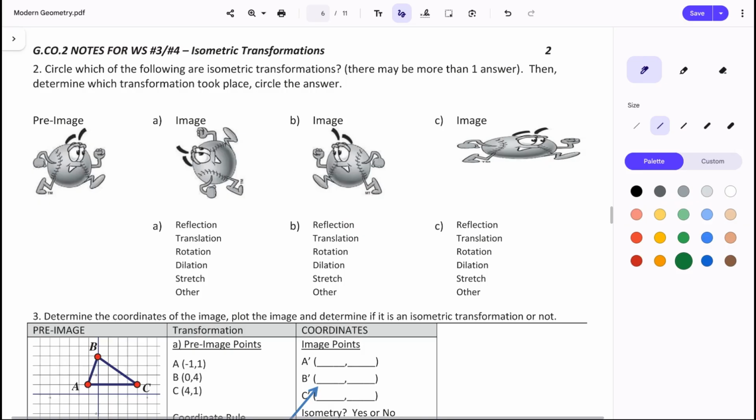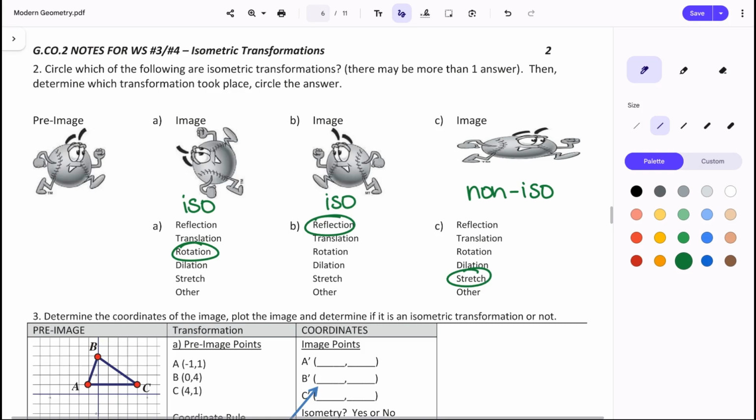Okay, for letter A, did you say isometric or non-isometric? And what did they do? Rotate. Good, I agree. B? ISO. ISO and reflection. Good. Okay, again, look at how that one's backwards now. He's facing the complete opposite direction, so that's why it's a reflection. How about for C? Non-ISO. Stretch. Good. Okay, do we understand how to classify those things, guys?